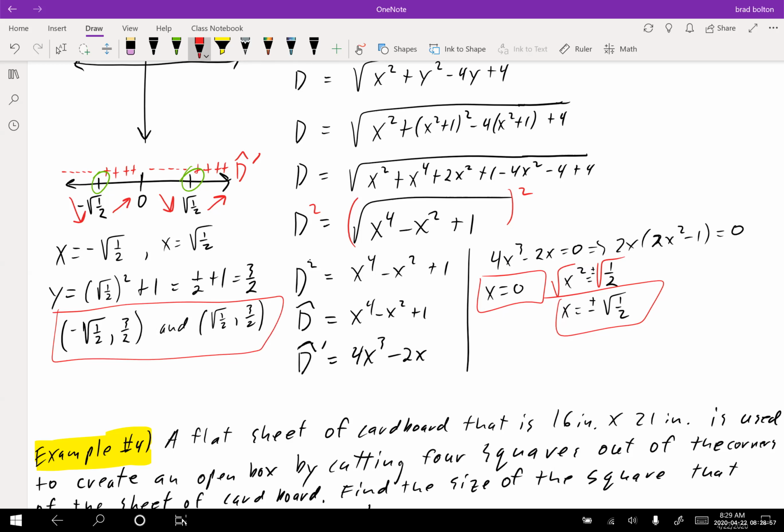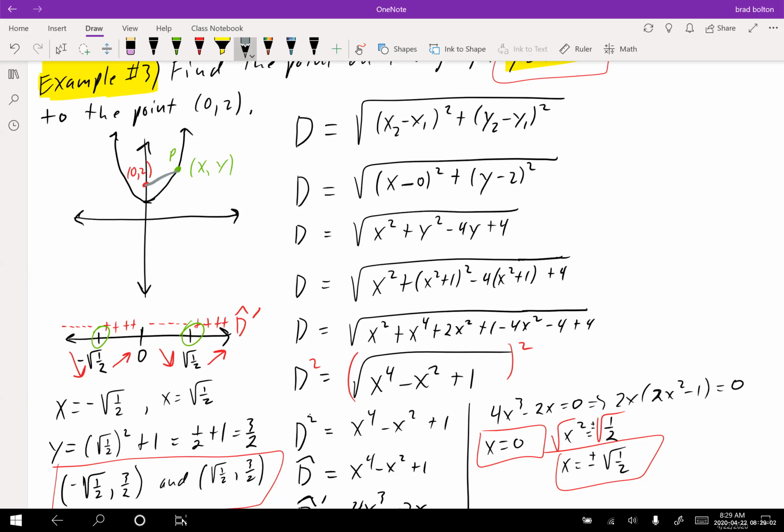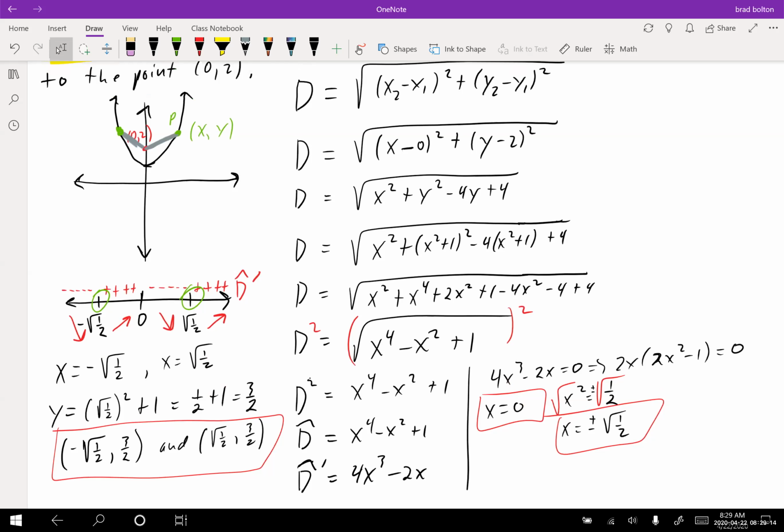Now think about it. Why are there 2 points? Well, because it's a parabola and it's symmetric. So whatever line I drew right here, there has to be a matching one over here, right? And that's what we just found. We just found our 2 points, negative square root 1/2, comma 3/2, and square root 1/2, comma 3/2. Okay, so those are our 2 points that would minimize the distance.